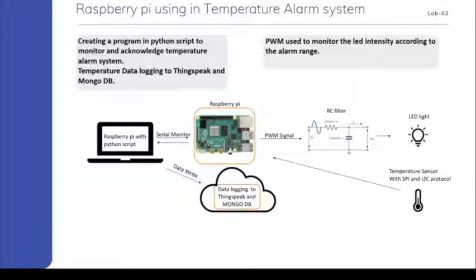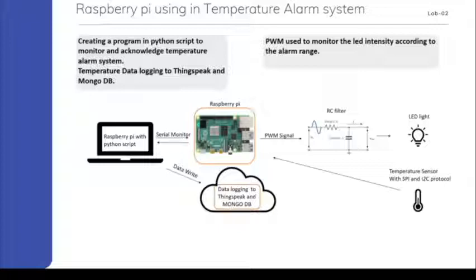The purpose of this project is to build an alarm system, and according to the alarm system we can use PWM to manipulate the LED intensity, as well as the acknowledgement of this alarm system, so that the operator can acknowledge this alarm and then recover it later on. First of all, I need to create a program in Python script to monitor and acknowledge the temperature, and then I will log my temperature data into ThingSpeak as well as to MongoDB.